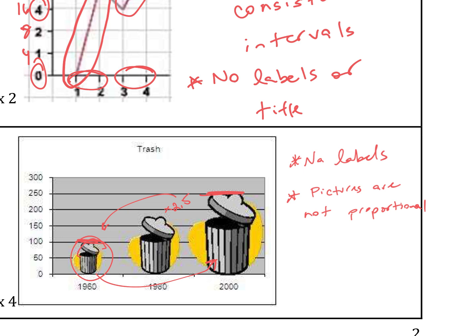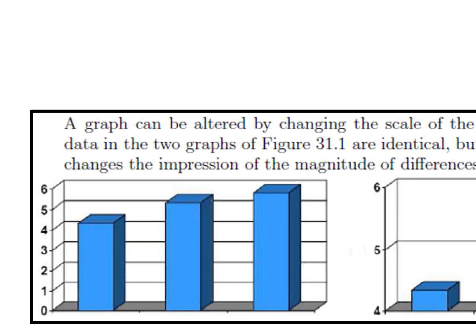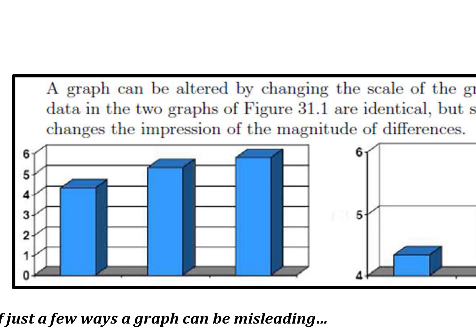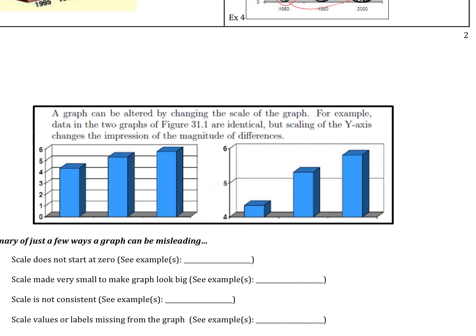In reality, if we're talking about a height difference of 2.5, right? We went from 100 to 250, that's multiplying by 2.5. Then the size of my picture should only be 2.5 times bigger. So some things to keep in mind when it comes to graphs is that a graph can be altered by changing the scale of it.